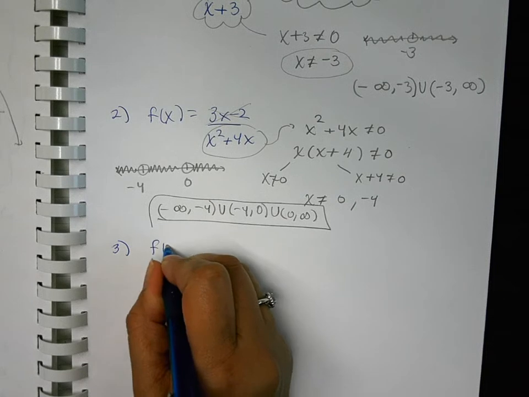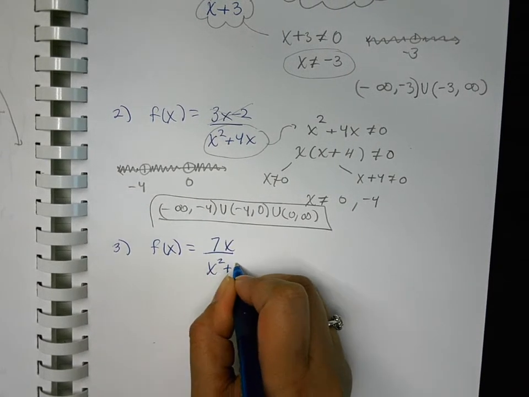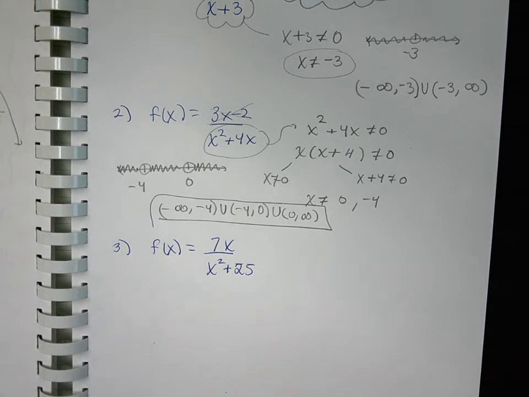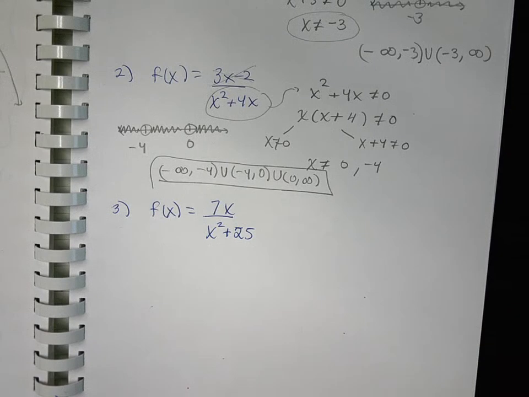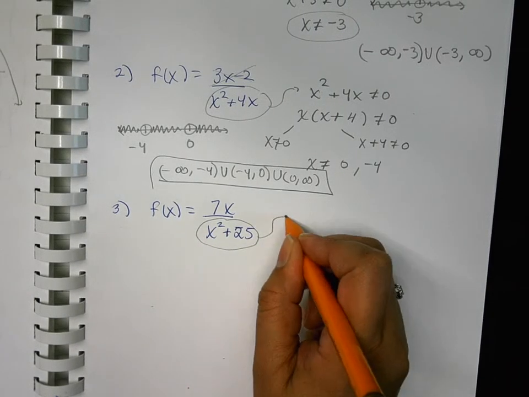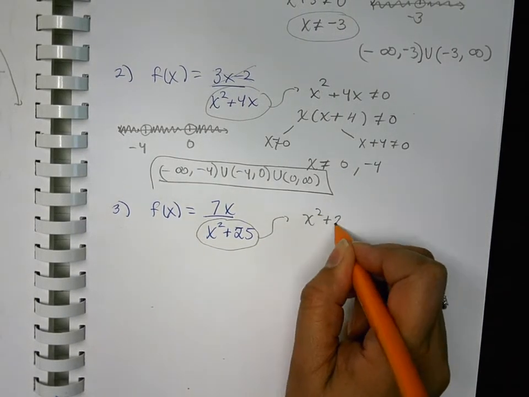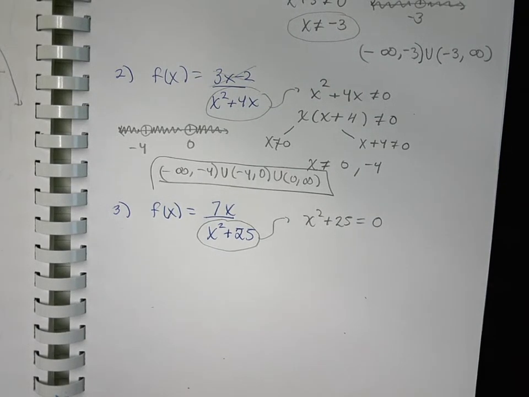Here's another one that kids mess up often, especially on the test. F of x equals 7x over x squared plus 25. All right, I take the denominator, and it cannot equal what? Do I care about the numerator? All right, does this factor? Can I factor x squared plus 25? Yes. No. I see some nodding yeses. I heard some yeses. I hear some no's.